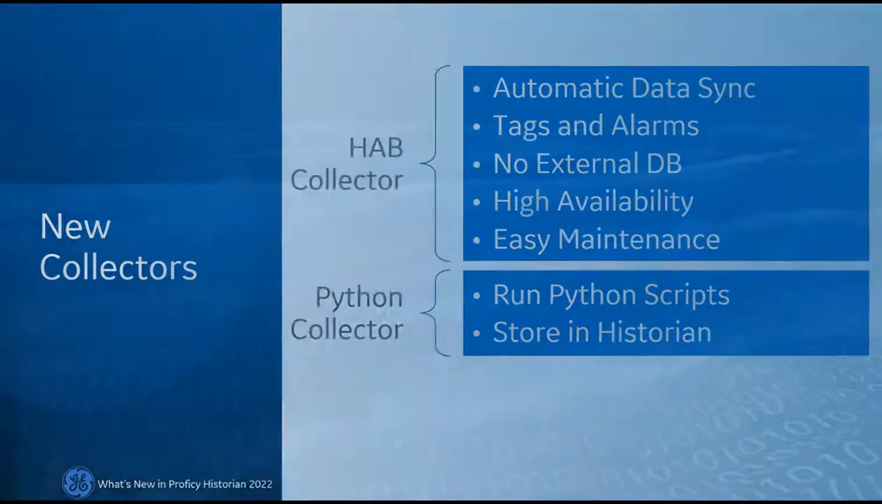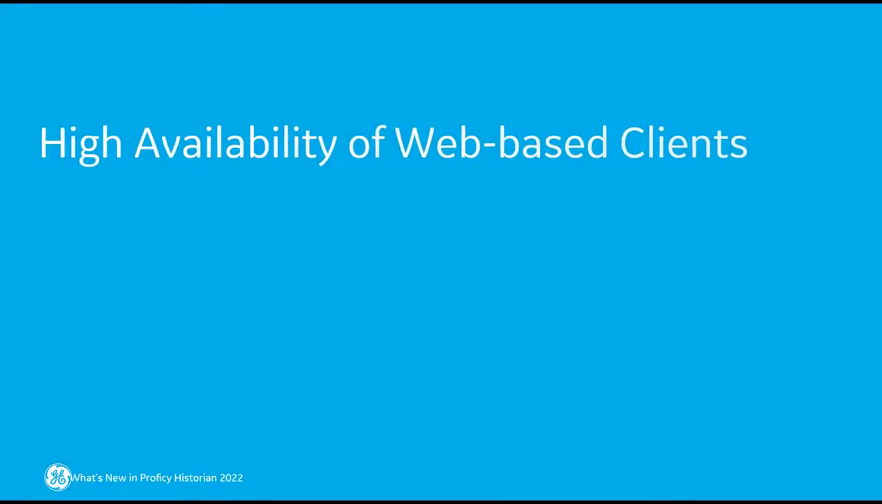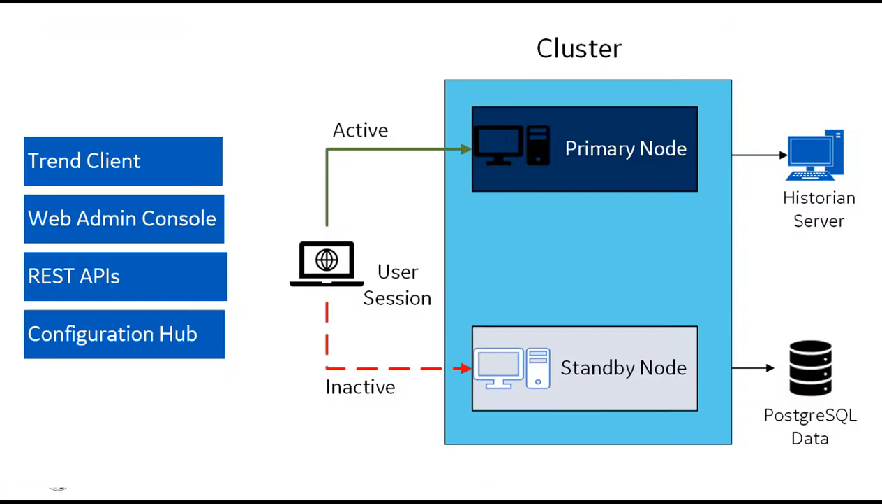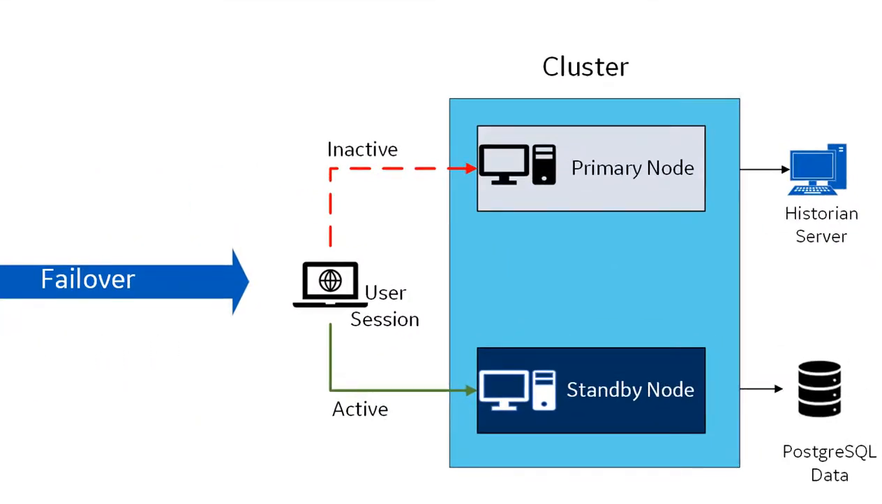High availability of web-based clients. You can now add web-based clients to a cluster, thus achieving high availability between the Historian server and Configuration Hub, his trend client, the web admin console, and REST APIs. If the primary node is not available, one of the standby nodes is used.